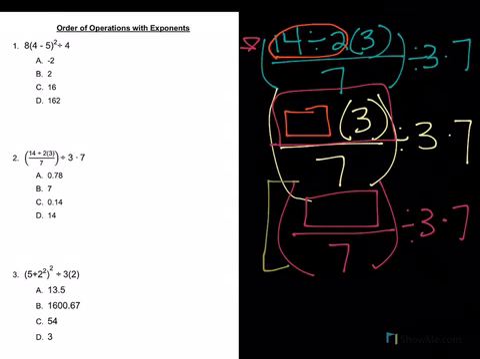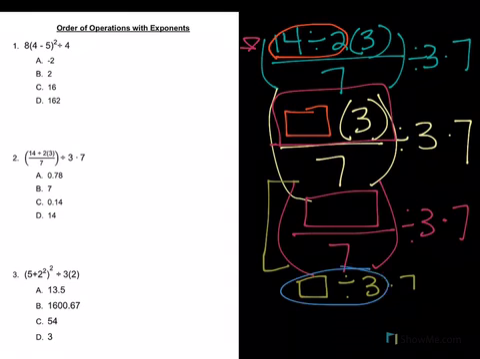Then you're going to do this section here, and it's going to be that answer divided by 3 times 7. Then you're going to do this section here, and it's going to be that answer times 7. And then that's going to give you your final answer.